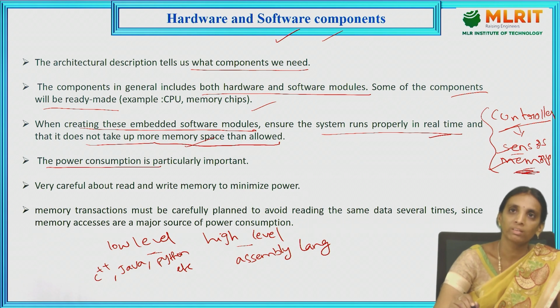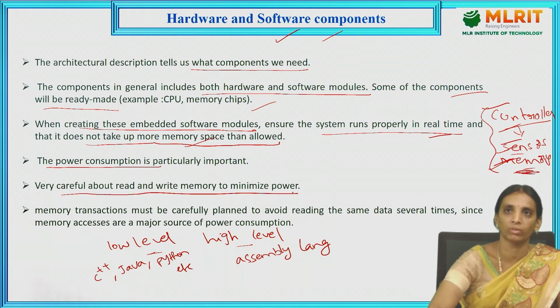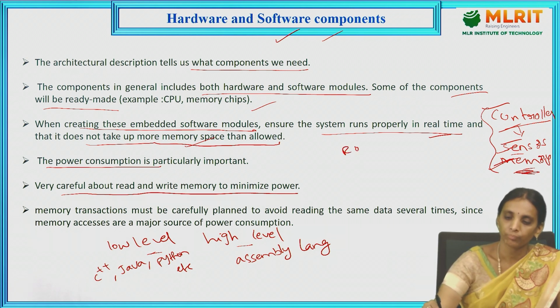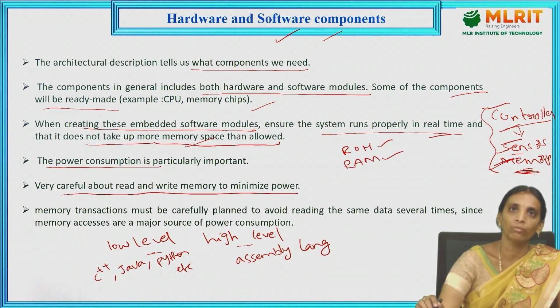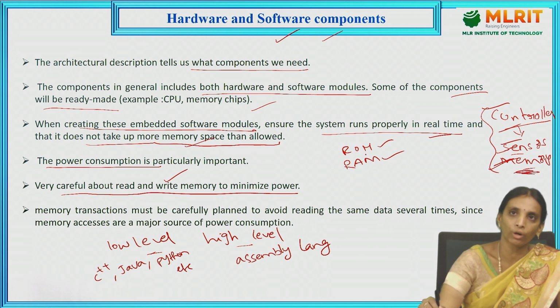So we need to select all the components which have very low power consumption. We need to be very careful about read and write memory to minimize the power. In which purposes we have to use the read only memory, and for which processes we have to use the random access memory. We need to consider these things and take the memory units carefully for ROM and RAM to minimize the power requirement.